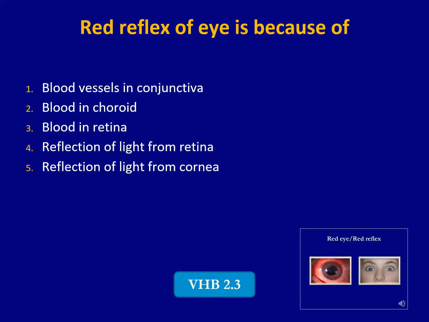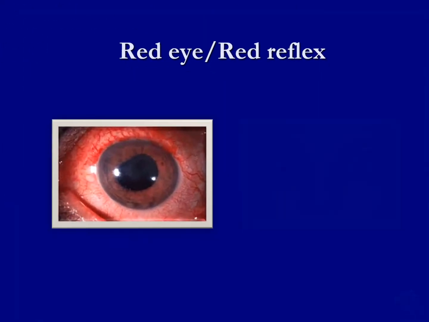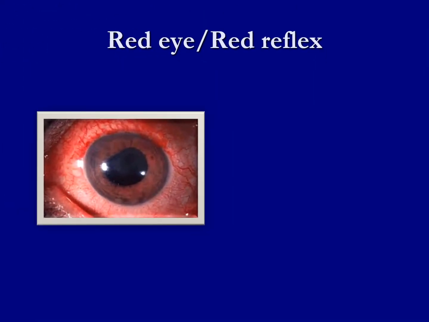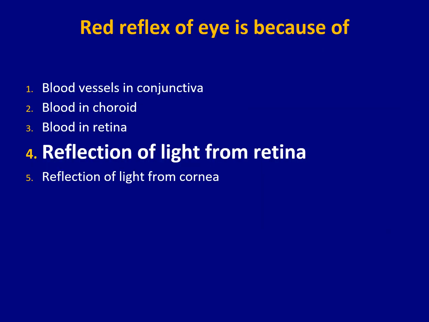Next MCQ, the red reflex of the eye is because of blood vessels in the conjunctiva, blood in the choroid, blood in the retina, reflection of light from the retina, or refraction of light from the cornea. The answer lies in the video VHP 2.3. That this is the red eye and this is the red reflex, and the red reflex is because of the reflection from the retina. So the right answer would be reflection of light from the retina is the correct answer.